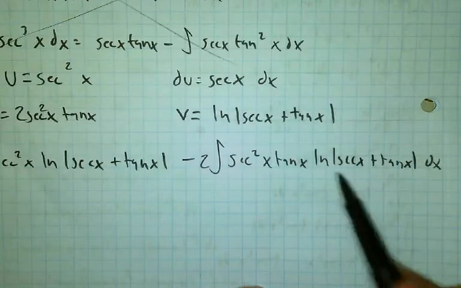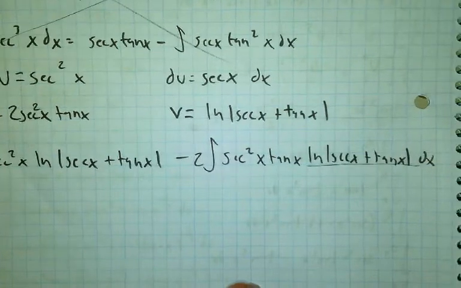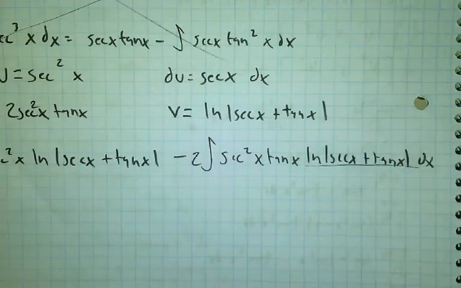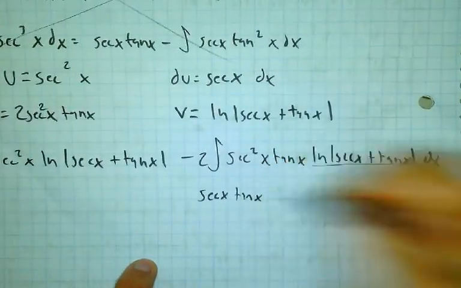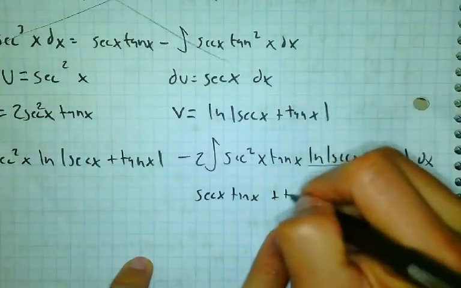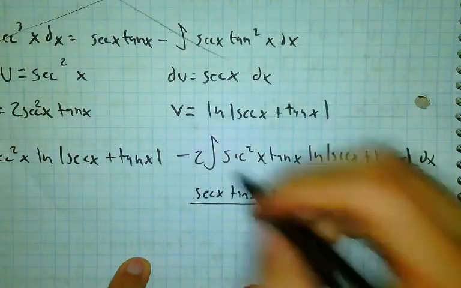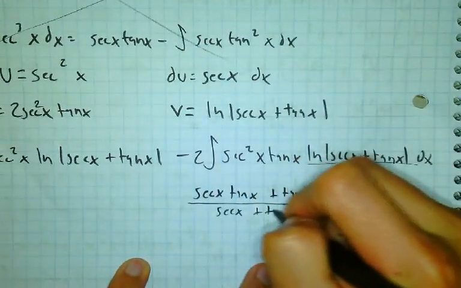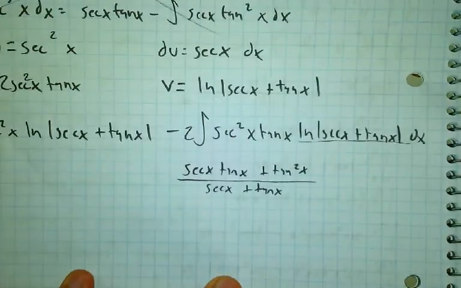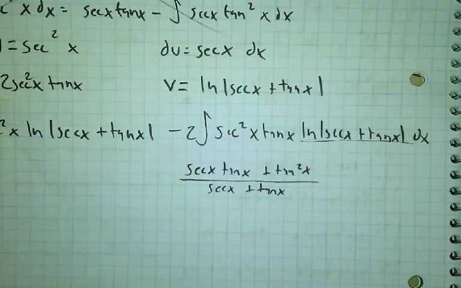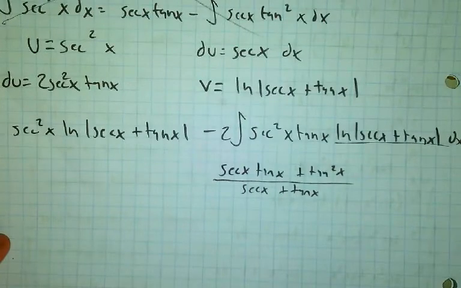Unless, hold on, before, is the derivative of that? Is it? I don't know. Wouldn't that be secant x tangent x plus tangent squared, divided by secant x plus tangent x? Right? So for this one, no, it's not going to work out. Alright, so sines and cosines?